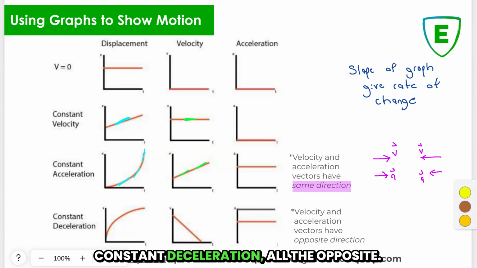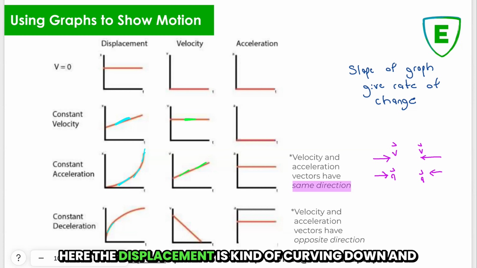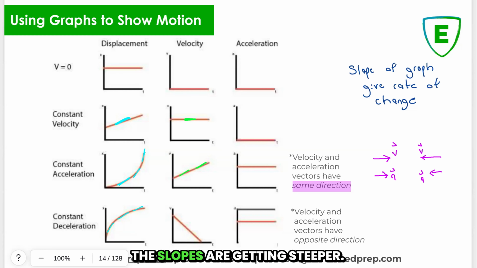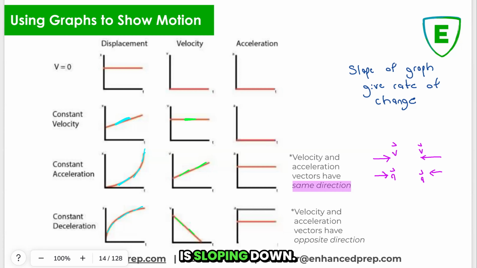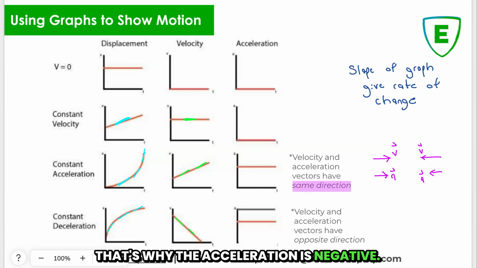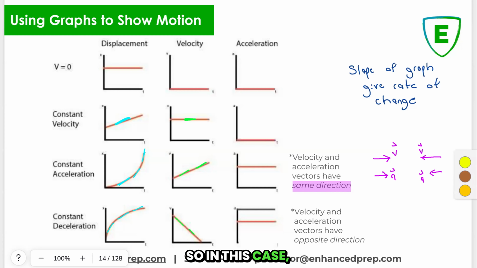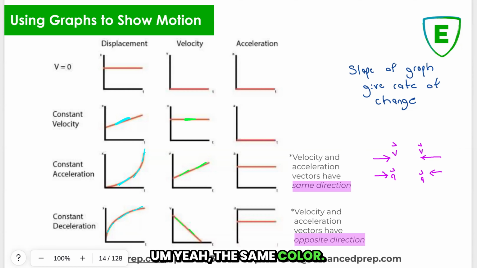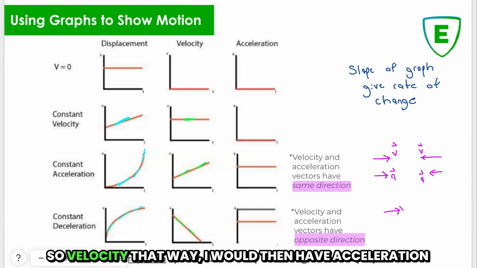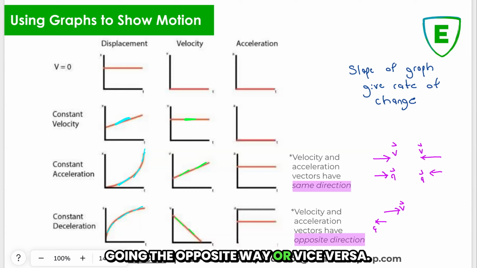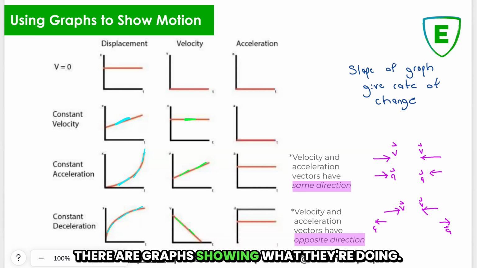Yeah, constant deceleration, all the opposite. Here, the displacement is curving down and the slopes are getting steeper. So the velocity is getting smaller and the velocity is sloping down. That's why the acceleration is negative. Okay. So in this case, yeah, do the same color. So this is the opposite direction when decelerating. So velocity that way, I would then have acceleration going the opposite way, or vice versa. There we go. There are graphs showing what they're doing.